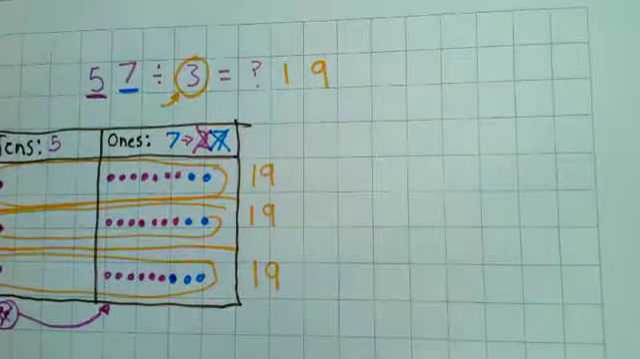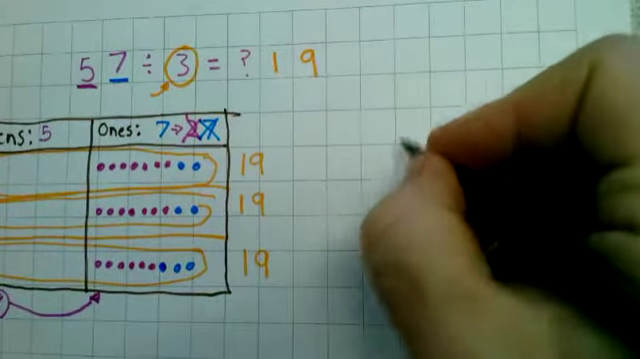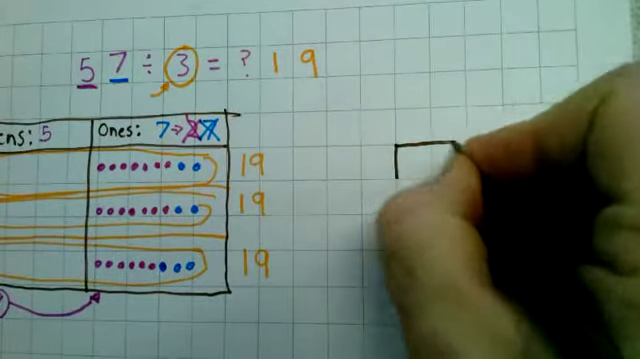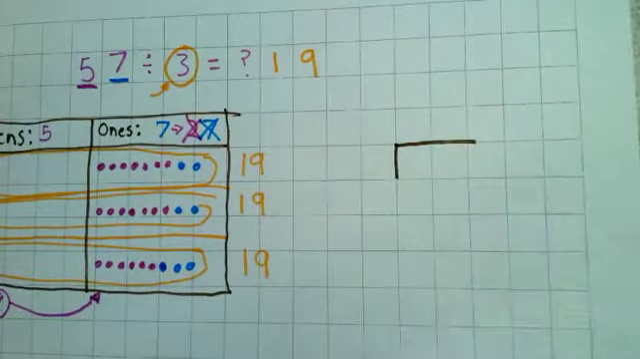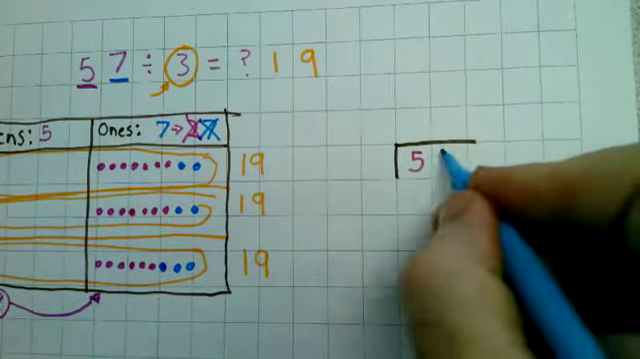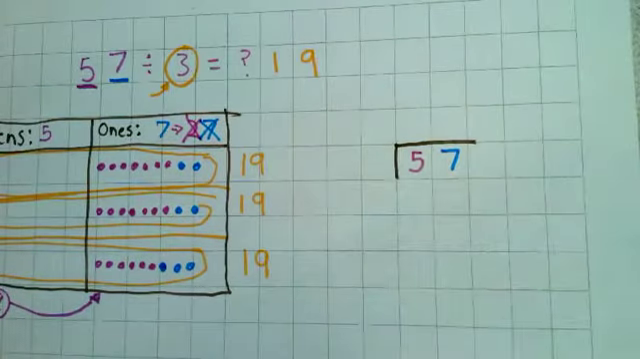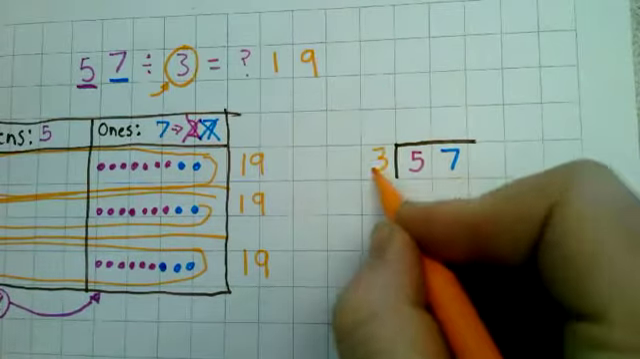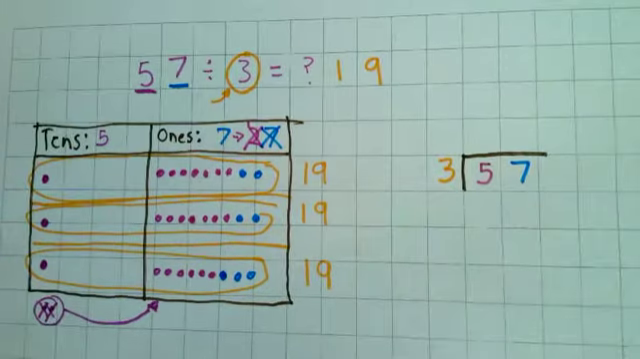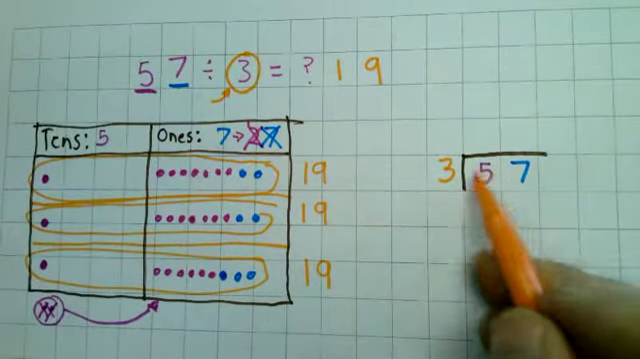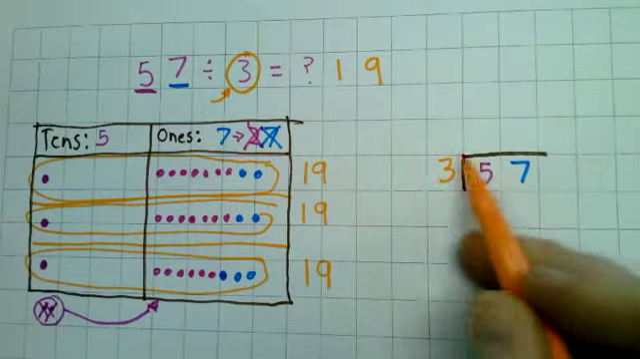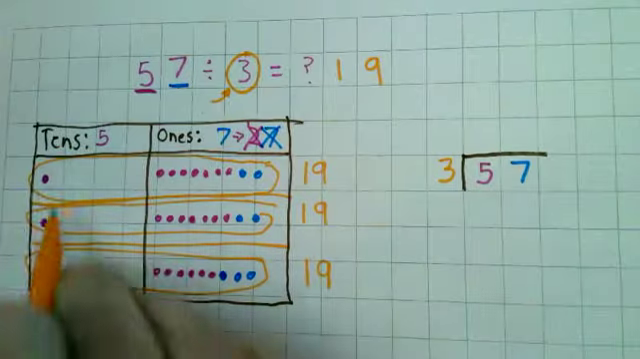Now let's take a second and look at this in long division, okay? In long division, we're going to make our house. Inside of the house, we're going to put our 50 and our 7. On the outside, we're still dividing it into three groups. So first, just like we did here, we're going to take the 5 and divide it into groups of 3.